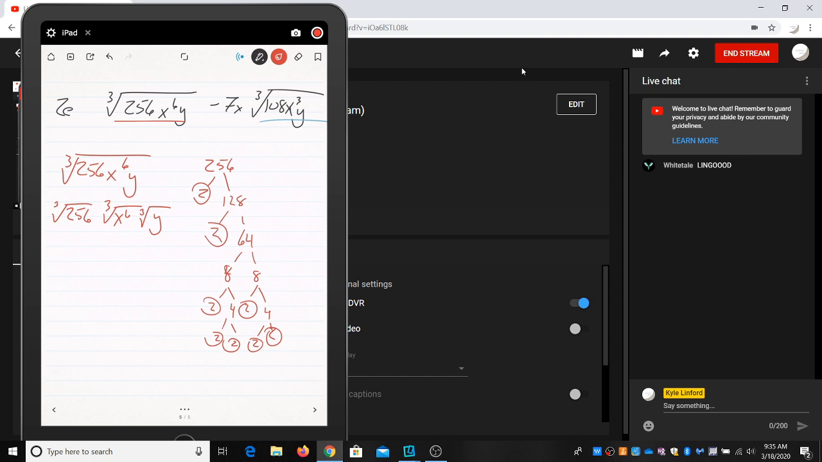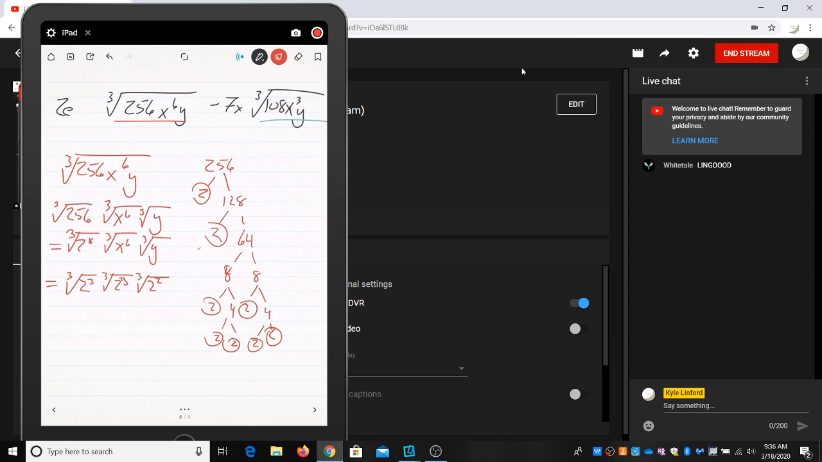So let's see here. Instead of the cube root of 256, we're going to take the cube root of 2 to the 8th power. And then we still have the cube root of x to the 6 and the cube root of y. So let's go ahead and split up this 2 to the 8th power. Instead of 2 to the 8th, we have a group of 3's in there, and then we have another group of 3's, that makes 6, and then for the last 2, we'll just leave it here.